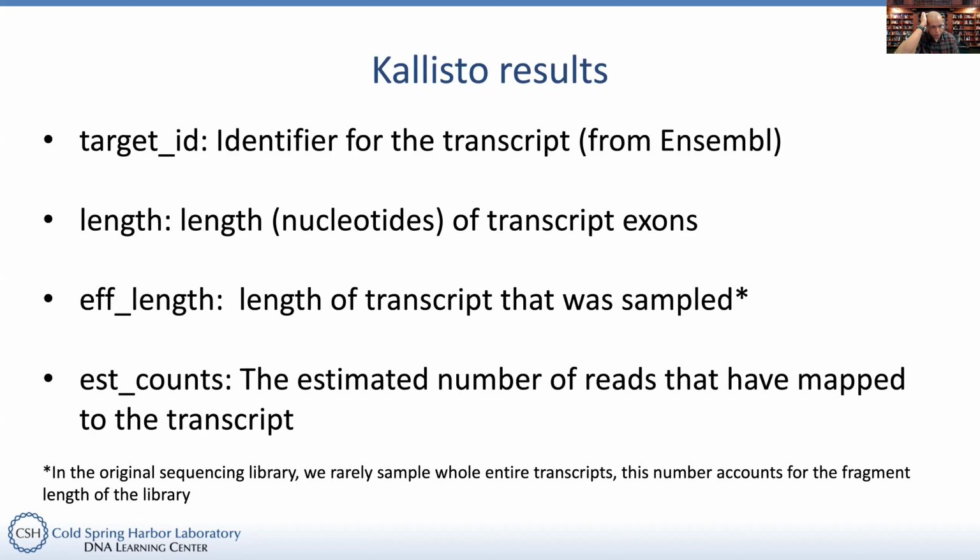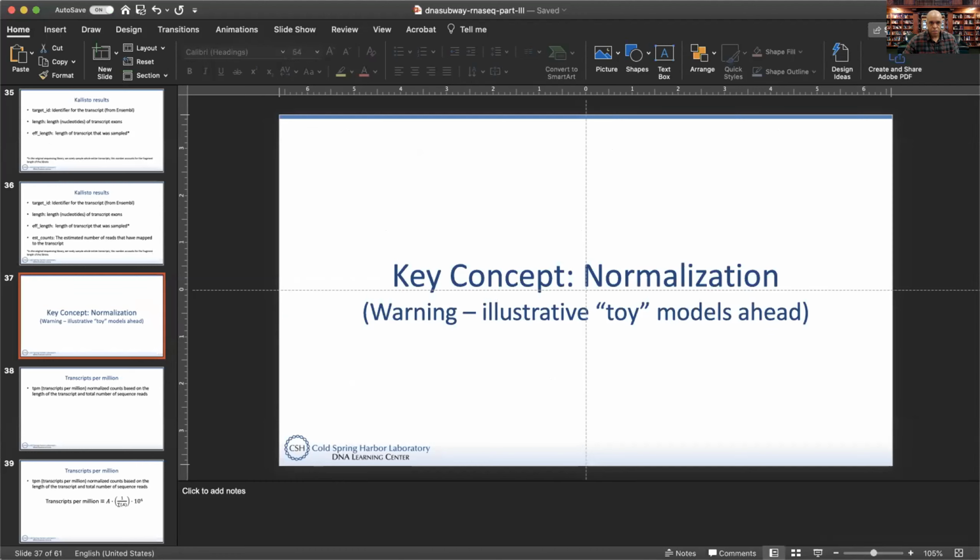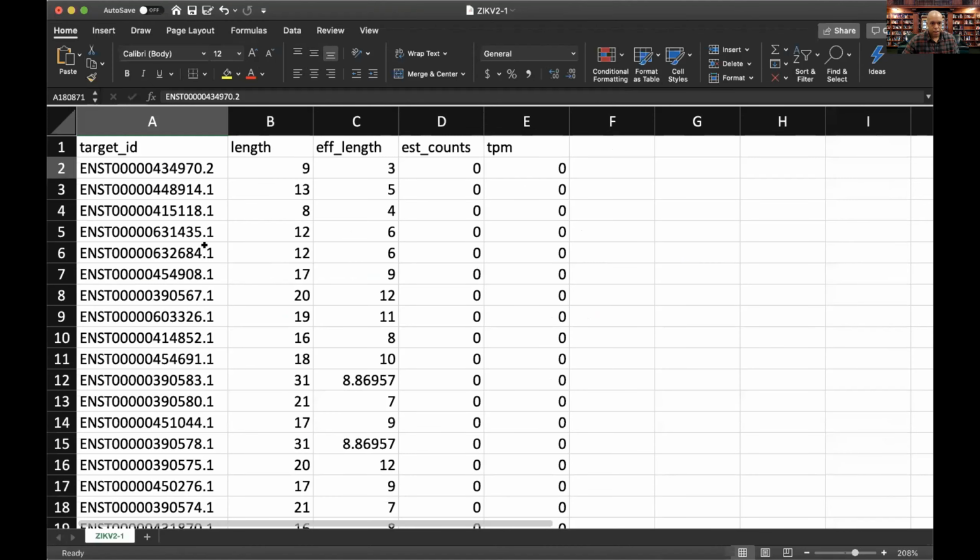And then, given that information, the count data is an estimation of the number of reads that have mapped to the transcript. So if it's 0, it basically means that we didn't see that transcript. We didn't see any reads mapping to that transcript. Maybe that's a gene that was not expressed. Okay, so we're going to come to normalization, but let's go back to Ensembl and to our data set with just those things explained. So here are our target IDs.